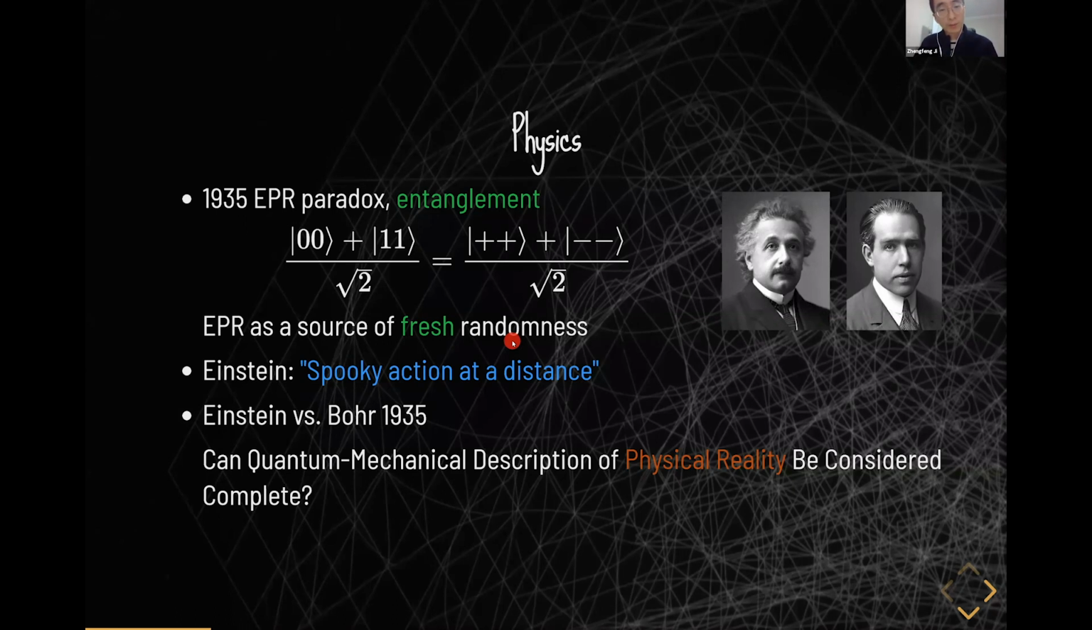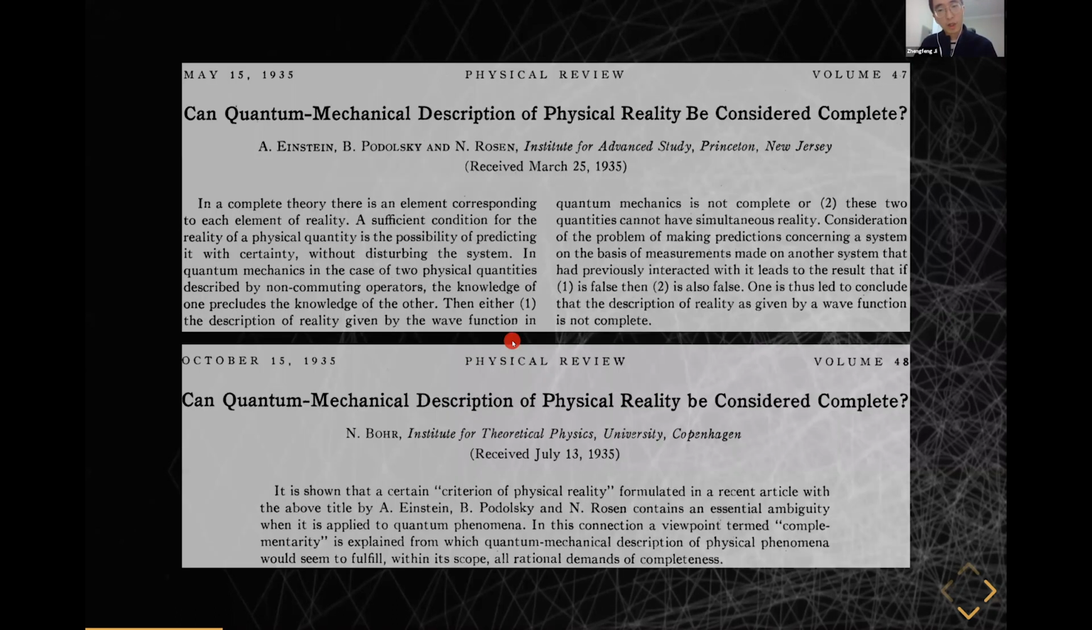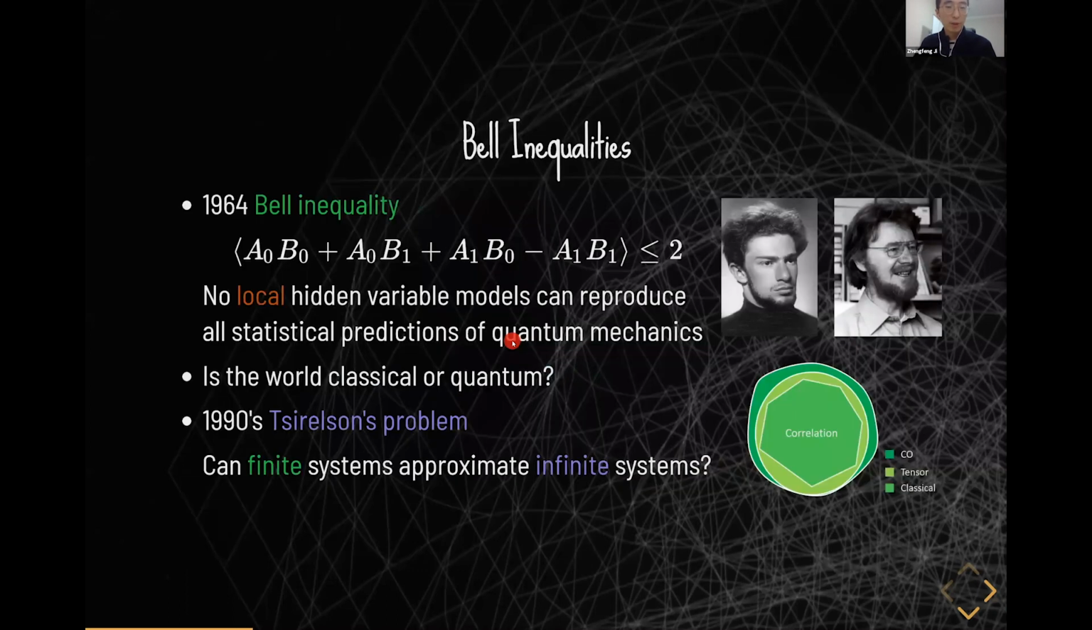and we will use this state as a source of randomness generation for our protocol. But the debate went on for many years until John Bell came up with this genius inequality, later known as Bell inequality. It is a very simple inequality, but it's very important because it gives you a very concrete experiment to tell apart classical mechanics from quantum mechanics.